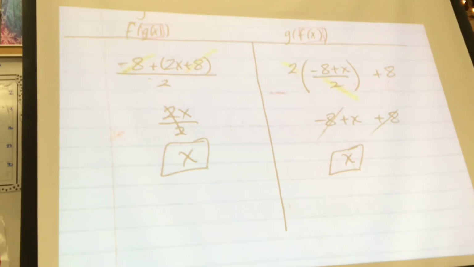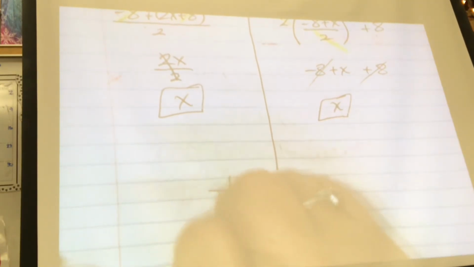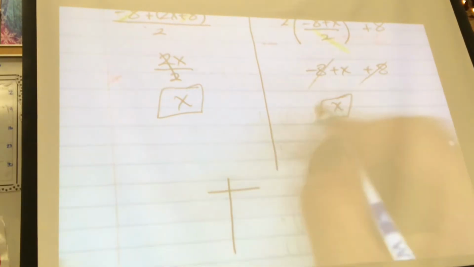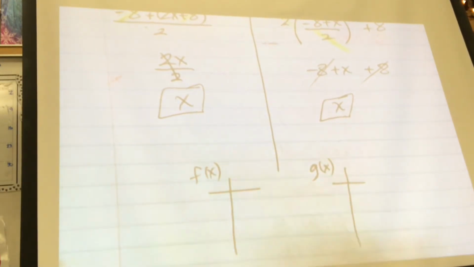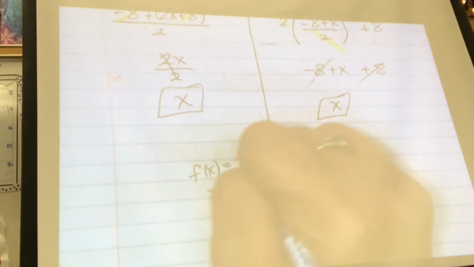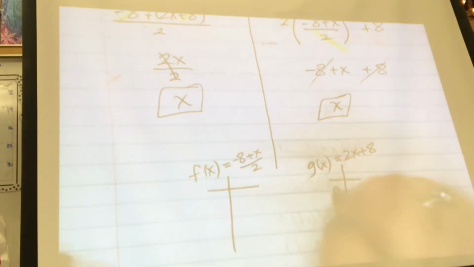What do you guys think? Pretty easy? How can I check? Let's make some table points. I'm going to plug into g of x since it's easier, and then see if they are switched for f of x. So g of x is equal to 2x plus 8. f of x is equal to negative 8 plus x over 2. So I'm just going to plug in 0, 1, and 2 here.